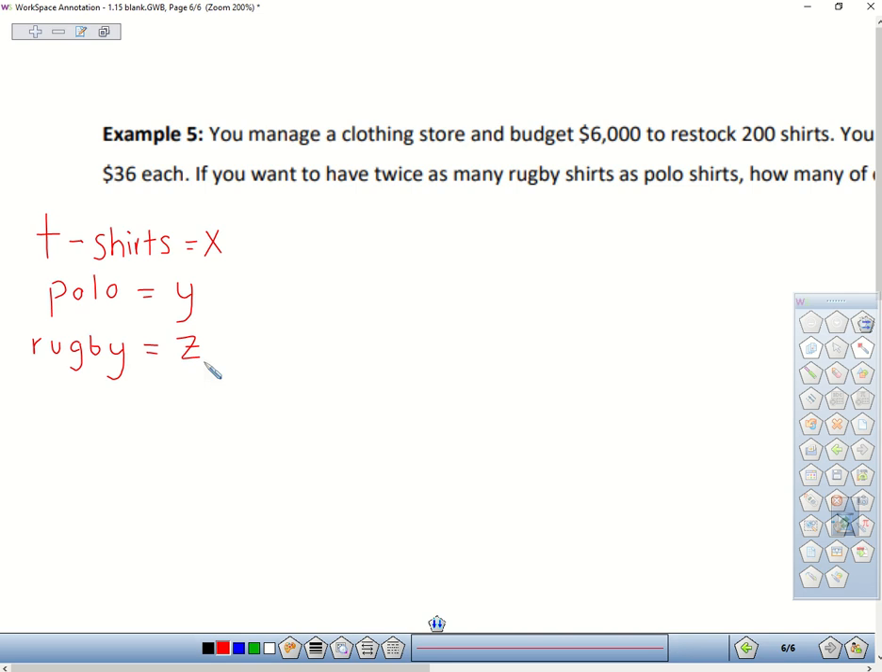So when you're dealing with these type of questions, you're usually going to end up with an equation relating to money, and you're going to end up with an equation relating to the amount. So we know that we need to have 200 shirts, and those 200 shirts are going to be made up of a combination, a sum of t-shirts, polos, and rugby shirts. So I know that x amount of t-shirts plus y amount of polos plus z amount of rugby shirts is going to be equal to the 200 amount of shirts. Make sense? Now we're going to do our money equation. So I know that each t-shirt costs how much?